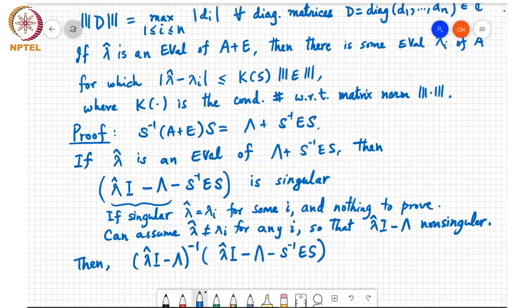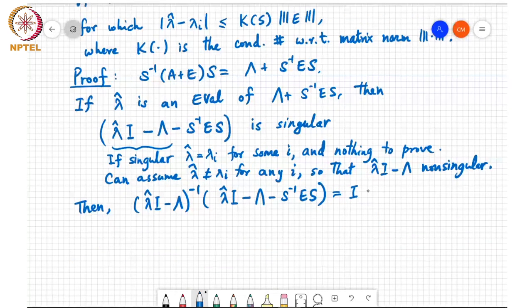Okay, and then I'll just expand this out. The identity matrix minus lambda hat I minus lambda inverse times S inverse ES. Okay, so this matrix is singular.